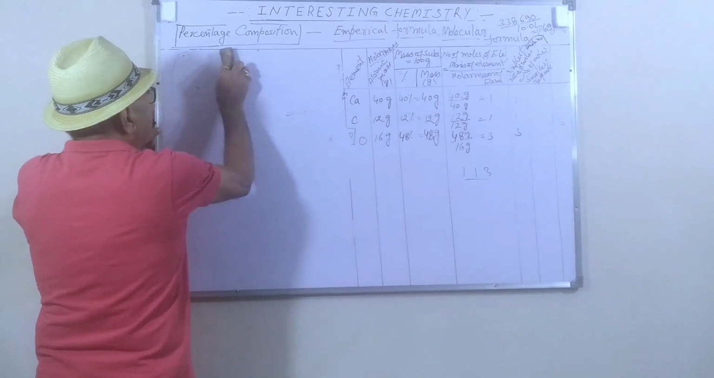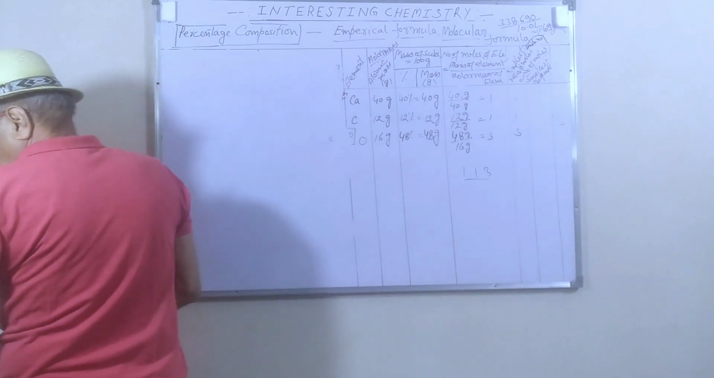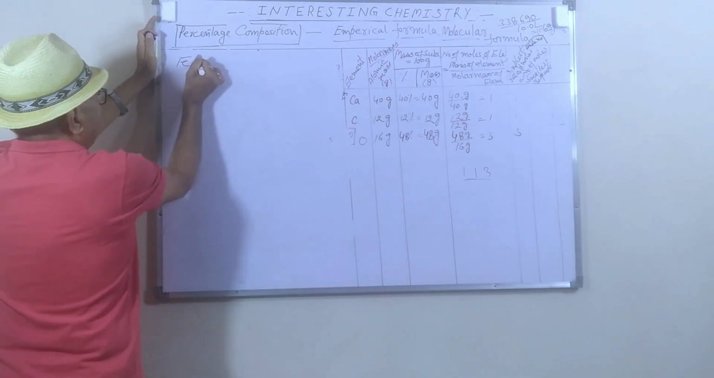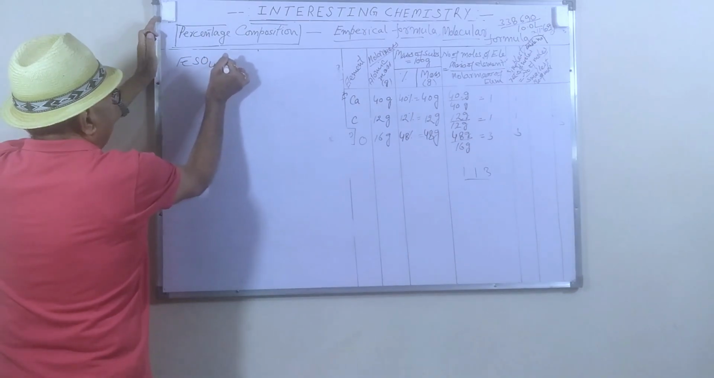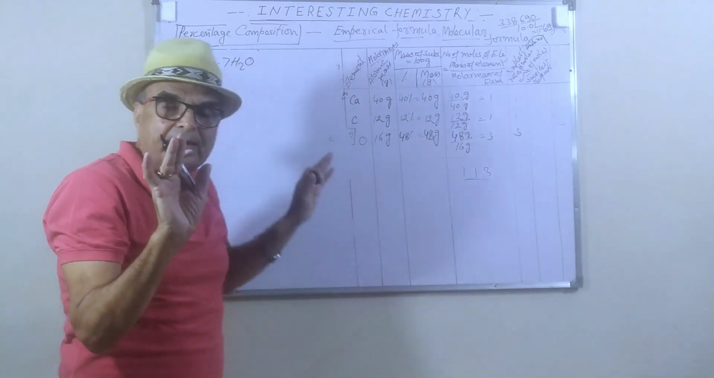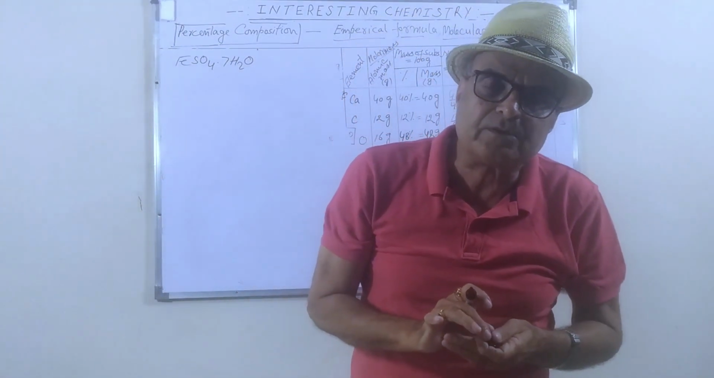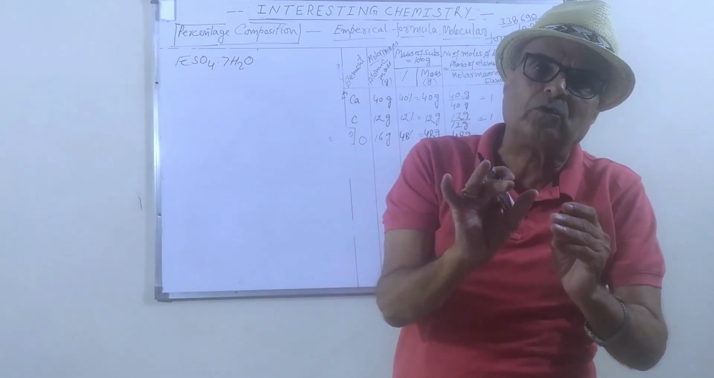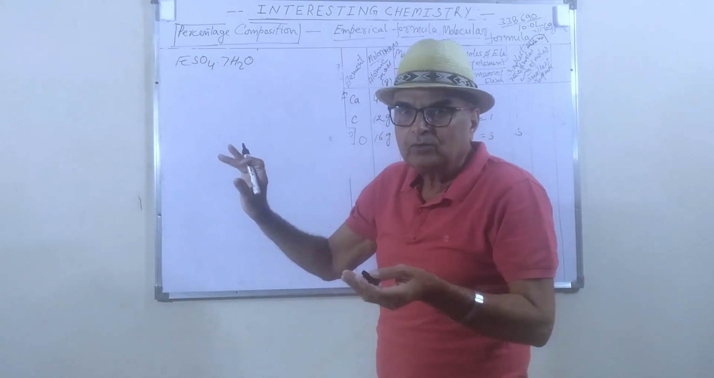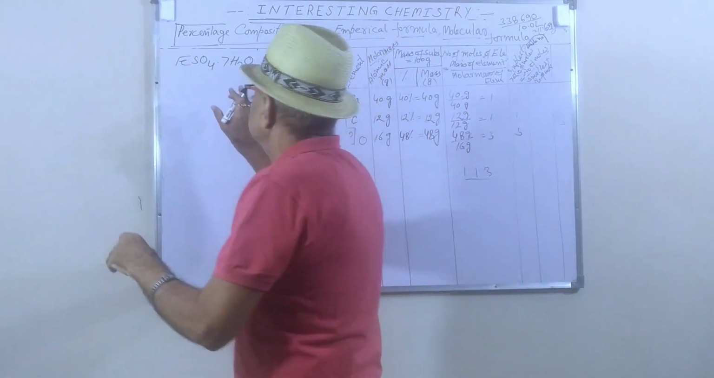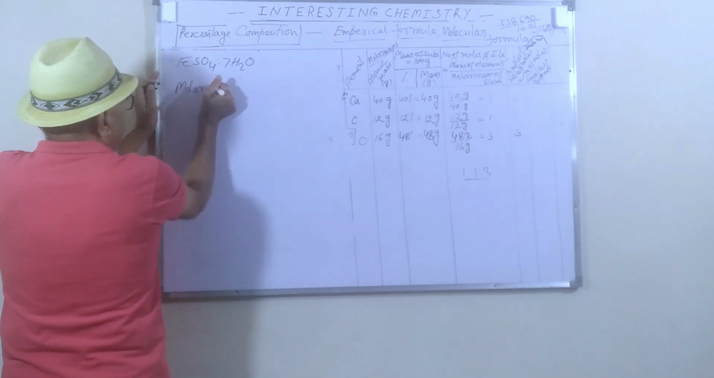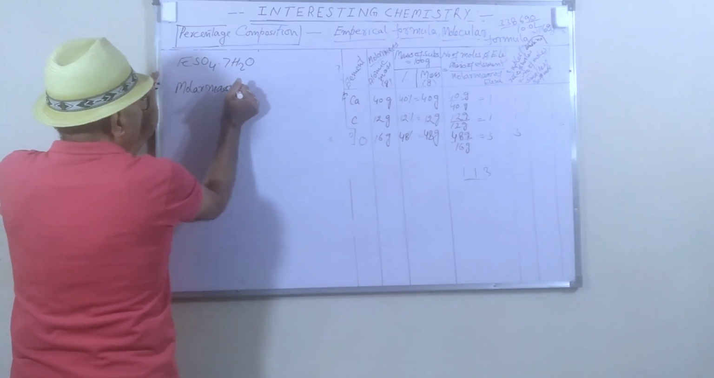So I am doing it again. First of all, you will write the formula FeSO4·7H2O. We have to find out the percentage composition of green vitriol, or crystalline ferrous sulfate. Now here is the molar mass of this ferrous sulfate.